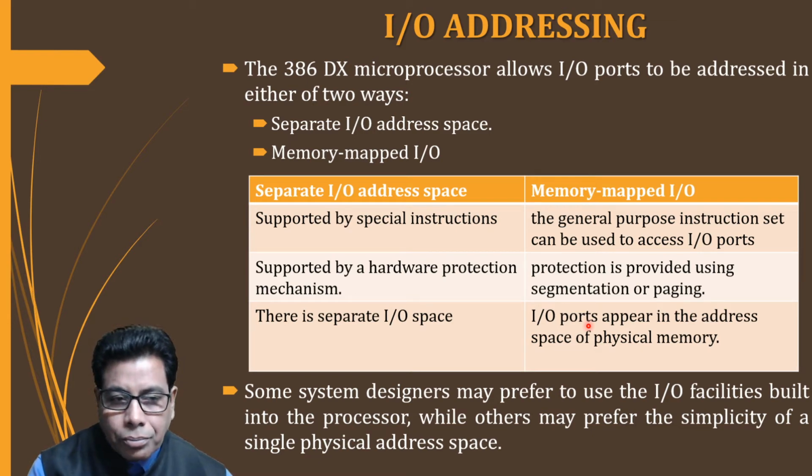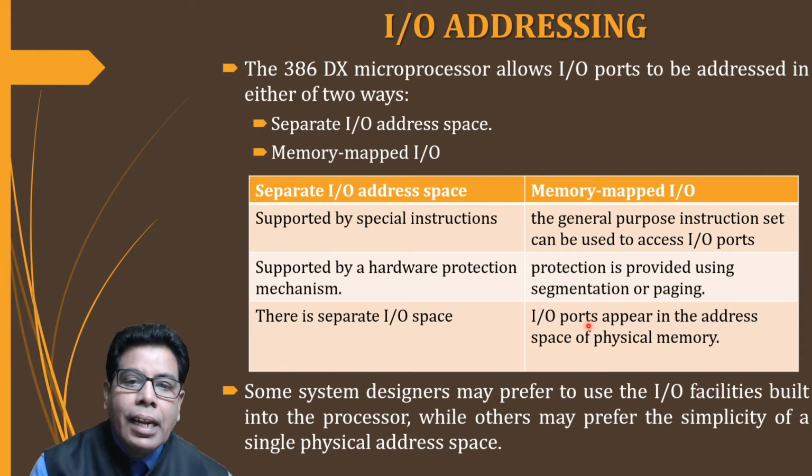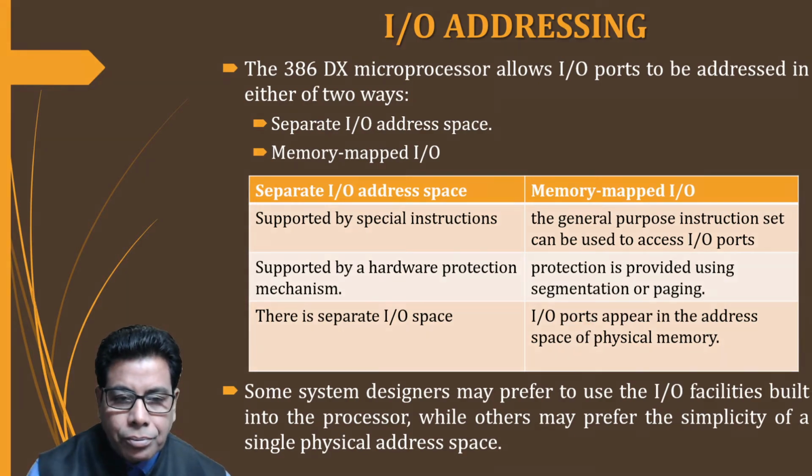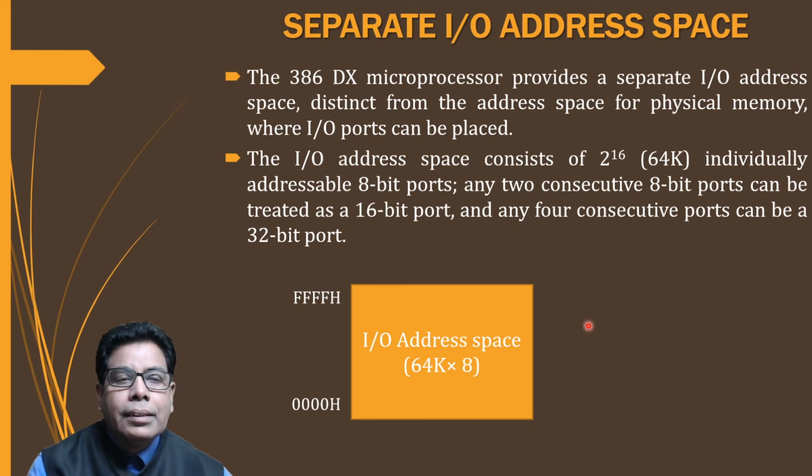So when we are designing the IO facility, some system engineers will prefer the separate IO space, whereas the others may use the memory mapped IO for simplicity, because there will be only one physical address space. Let us see the separate IO address space first.